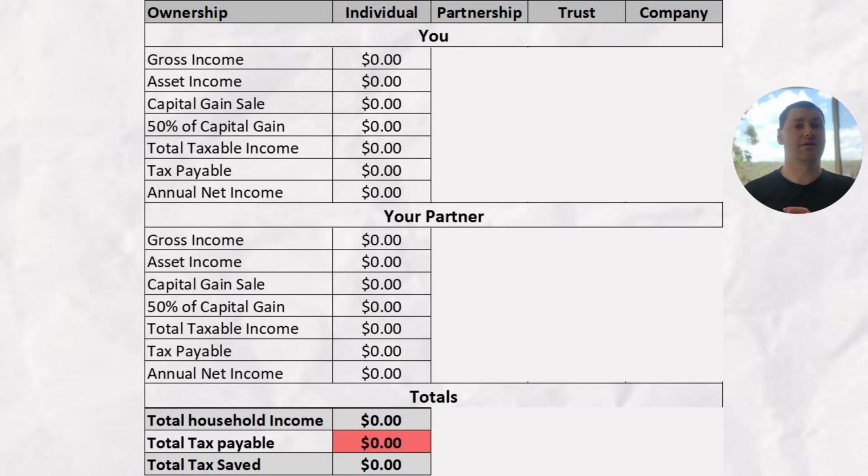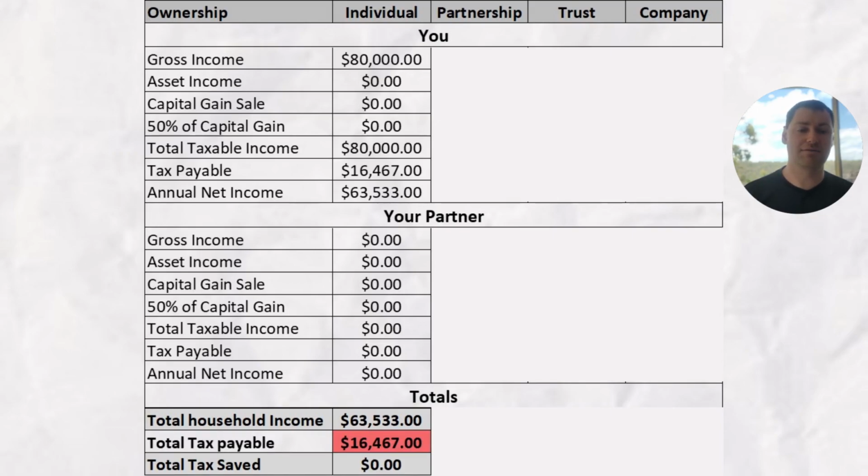So what I'm going to do is break down your income of $80,000, your partner's income of $30,000, and then the impact that the $50,000 profit has on the situation, how that looks like from an income maximization perspective or a tax minimization perspective. You have an income of $80,000. This means that you have a tax payable amount to the government based on our Australian tax laws of $16,467. So your annual net income at this stage is $63,533.